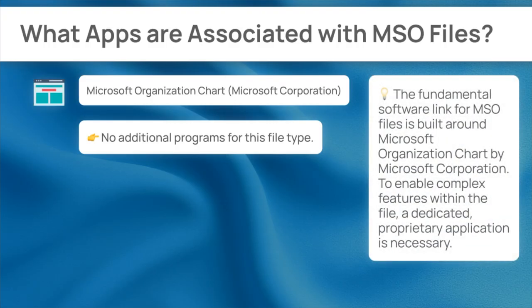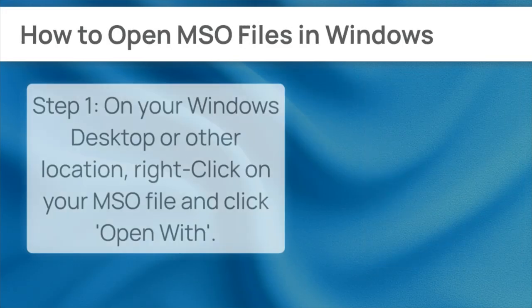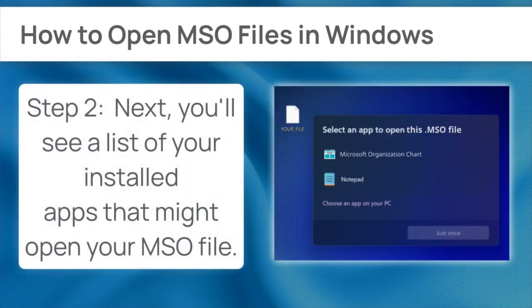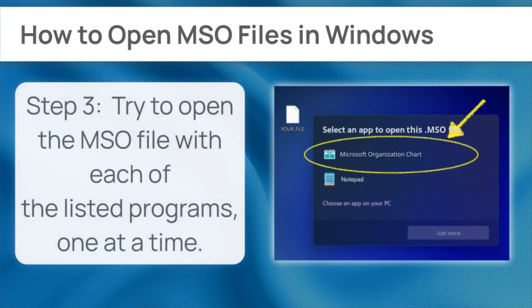To enable complex features within the file, a dedicated program is necessary. Windows can display the file, but detailed revision or formatting requires a document editor. Let's start the elimination process. Right-click your MSO file, then click Open With. Try Microsoft Organization Chart first, and if that fails, immediately test the next application in the list.